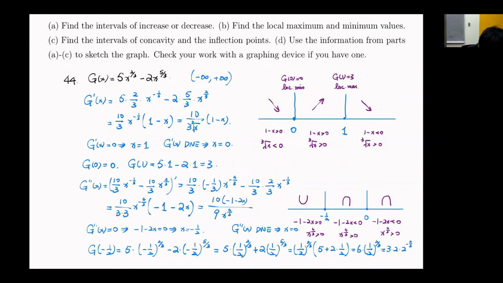So then this way I managed to get a nice value: it will be 3 times the cube root of 2. This is simply because I have 1 minus 2/3 over here, and the answer will be 1/3. So 2 to the 1/3 power is simply the cube root of 2. Okay, so this is g of -1/2. From the fact that the concavity changes at -1/2, I get the point (-1/2, 3 times the cube root of 2), and this is an inflection point.